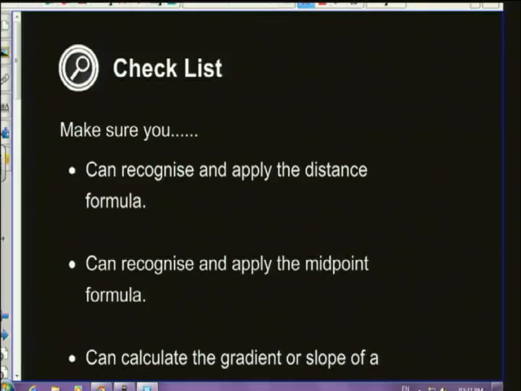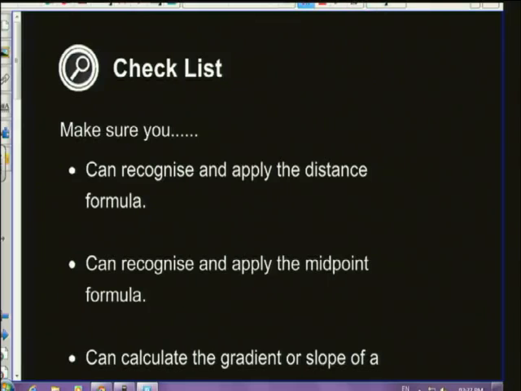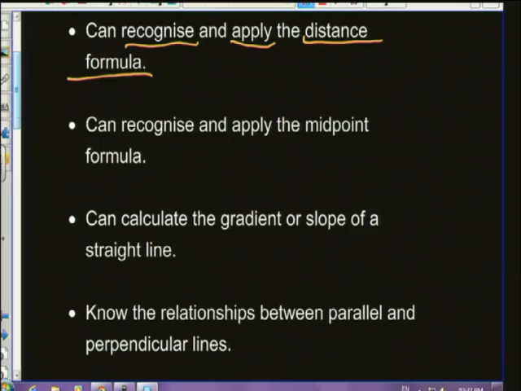Firstly, and very importantly, you need to know the distance formula. So you must be able to recognize and apply the distance formula. This you'll find on your formula sheet, so it's not too much of a train smash if you forget it. Secondly, you need to be able to recognize and apply the midpoint formula. This you should also find on your formula sheet.